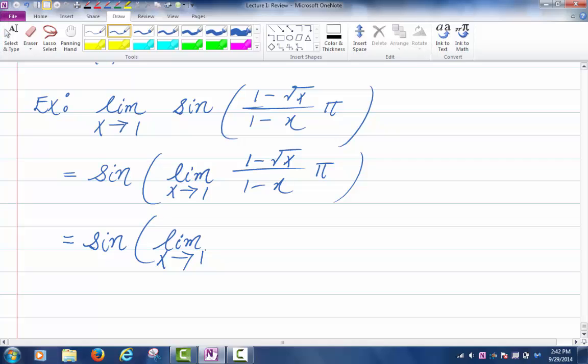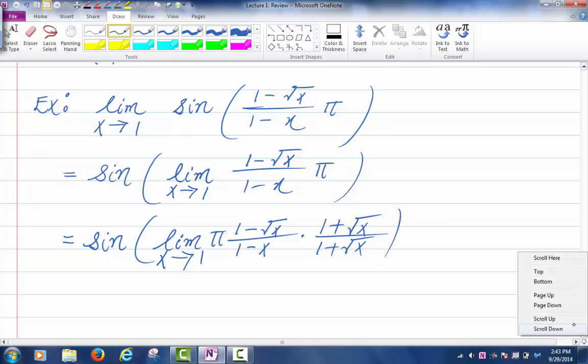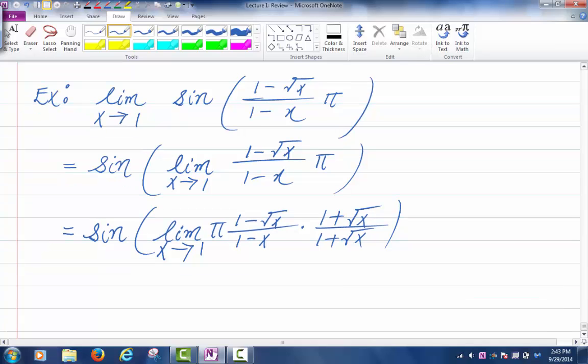When you plug in 1 for x, what do you get? 0 over 0. If you get 0 over 0, what's the trick? Either factor out, or if you cannot factor out, you rationalize, right? Because you have roots there, you can rationalize like what? 1 minus root x over 1 minus x. I'm going to write the pi at the beginning here. And then I'm going to multiply by 1 plus root x over 1 plus root x. I could have factored it out as well, but I'm going to follow this.